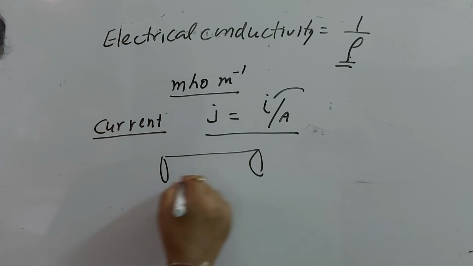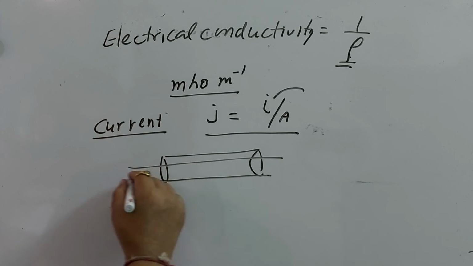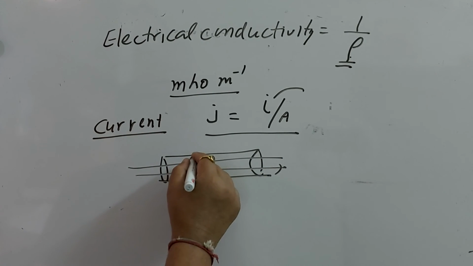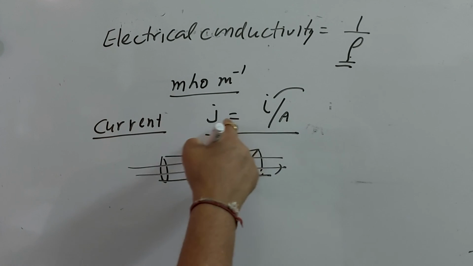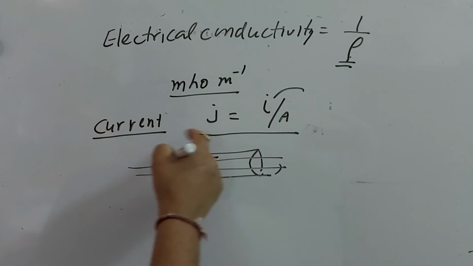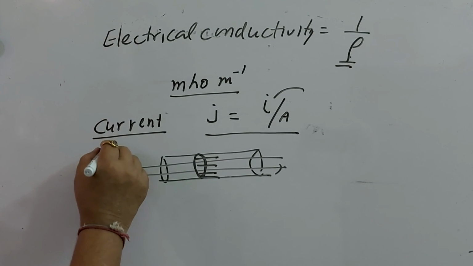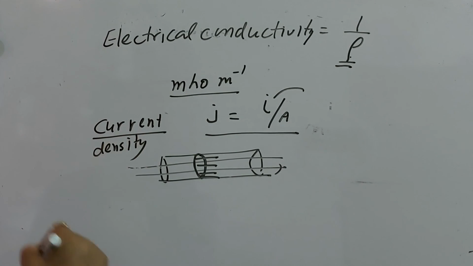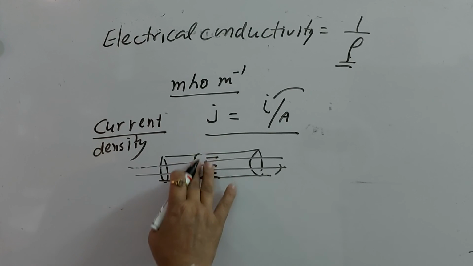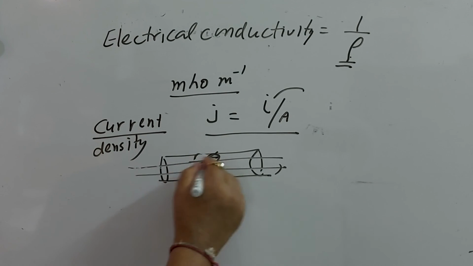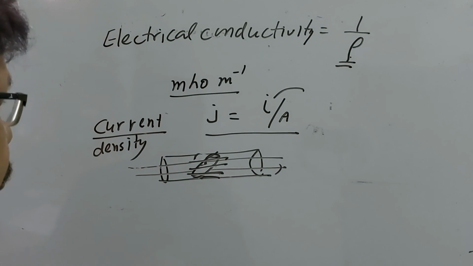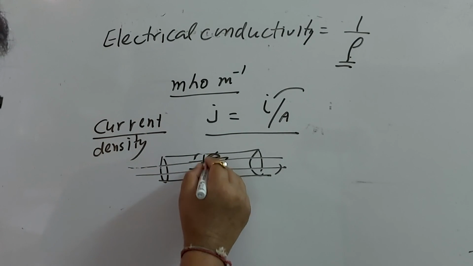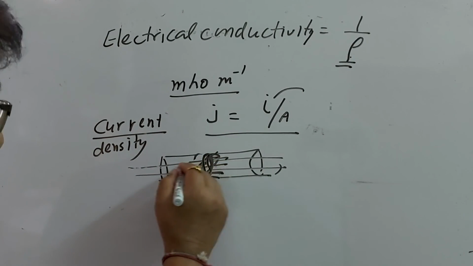Suppose in this conductor, current is flowing like this, and if we place unit area in the passage of this, the total current passing through this in unit time is J, and this is current density. It is called current density. If we keep the area like this, the total current passing through it will not be equal to current density, and for current density this area has to be at right angle to the direction of flow of current.